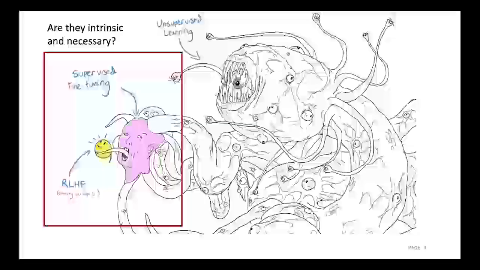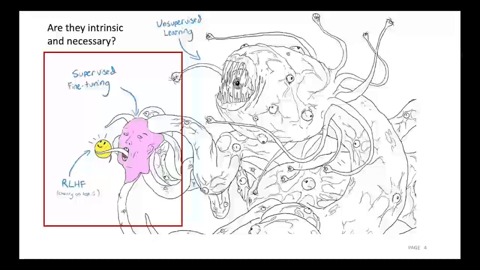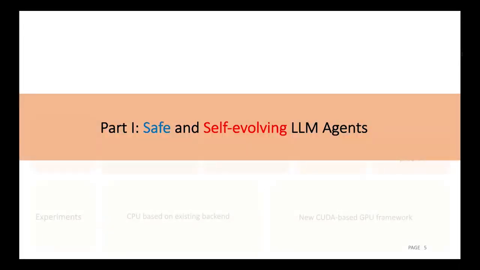So the question is, are they necessary? Is it possible that without the supervised fine-tuning and RLHF, we can still get a large language model to output some safe content? So that's where I come to the first part of the talk. I want to discuss the safe and also self-evolving large language model agents.